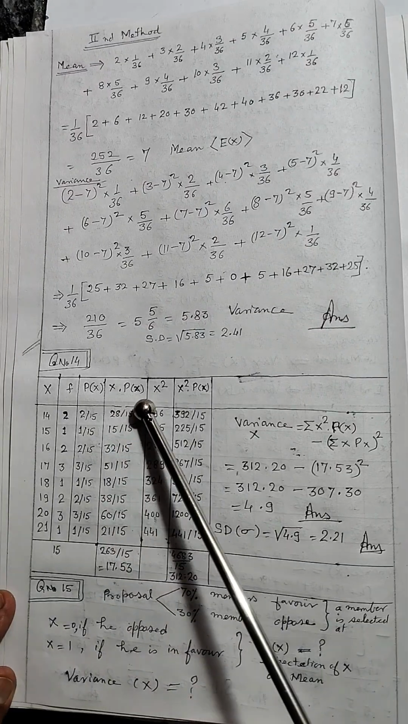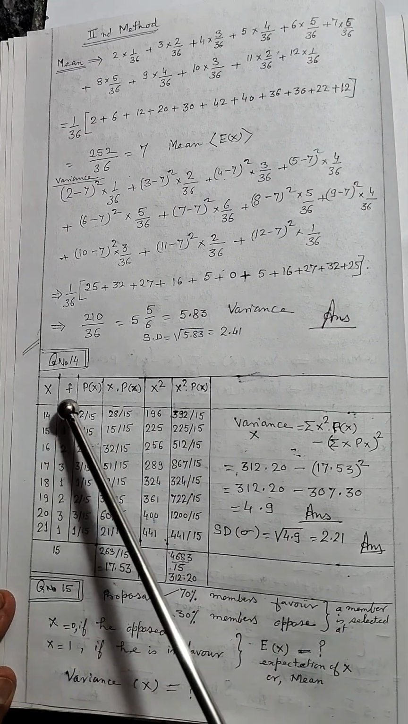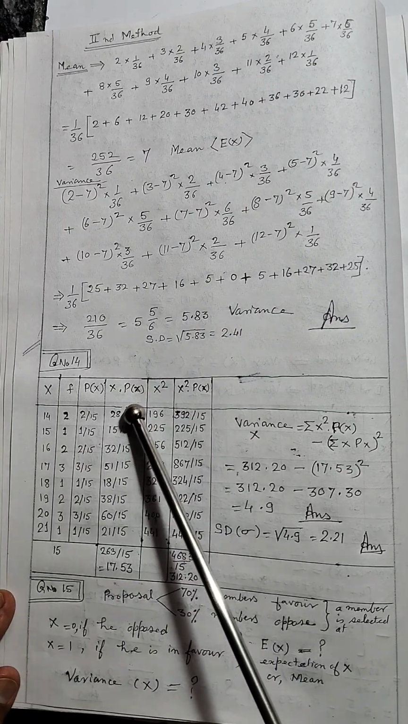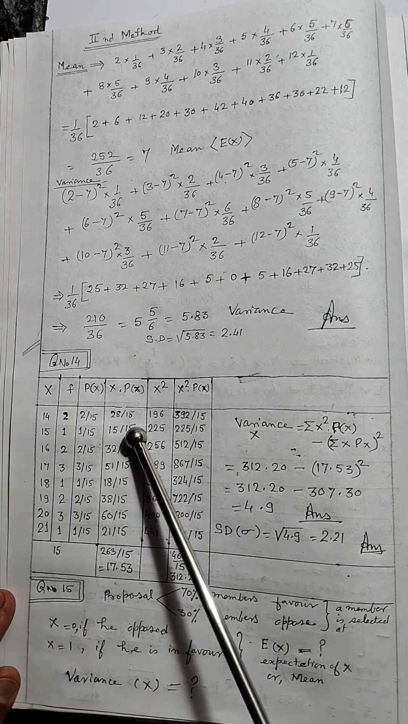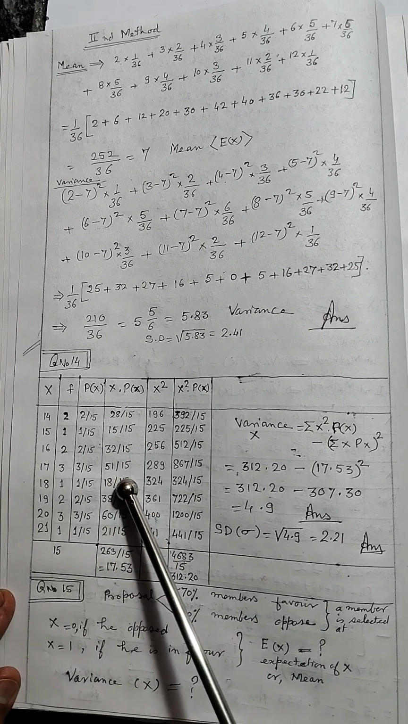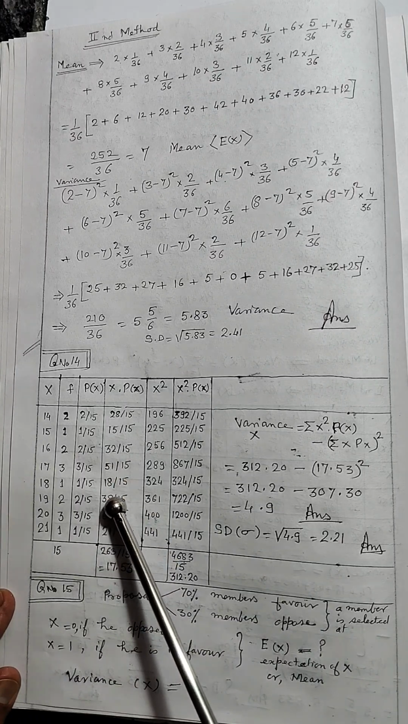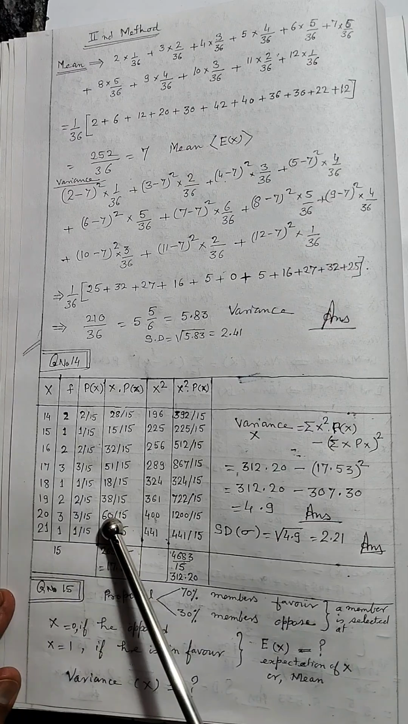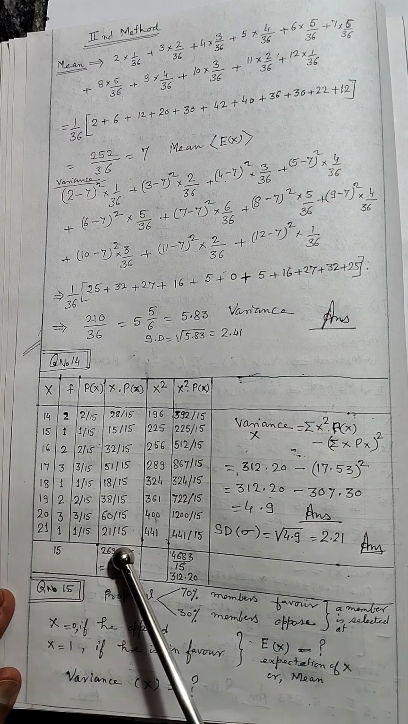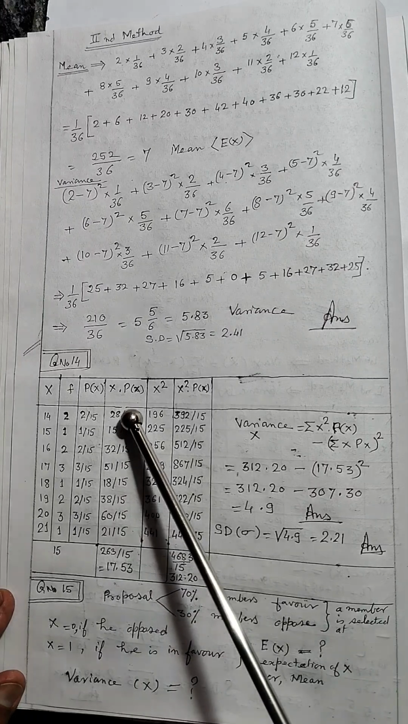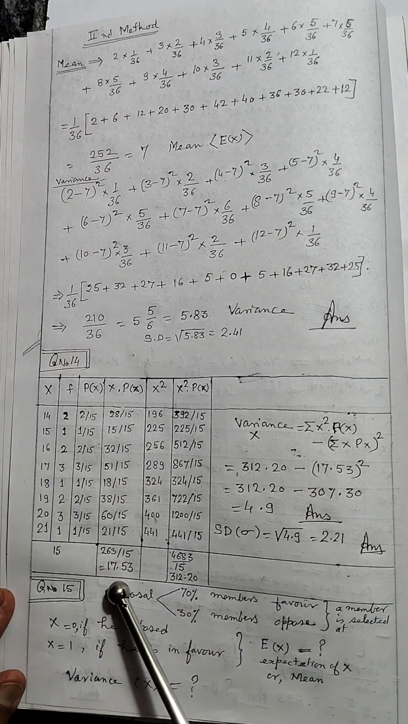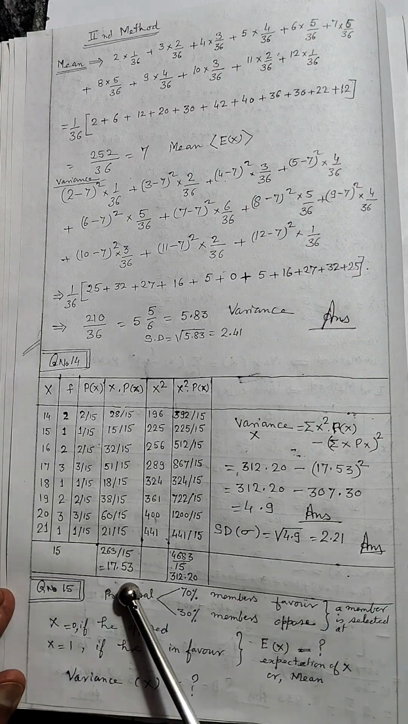Now X into P(X) means X into the probability of that concerned age, that will be equal to 28 by 15, 15 by 15, 32 by 15, 51 by 15, 18 by 15, 38 by 15, 60 by 15, 21 by 15. And if you add it, you will get 263 divided by 15, and it will be equal to 17.53.